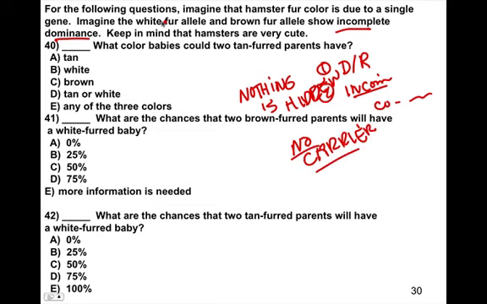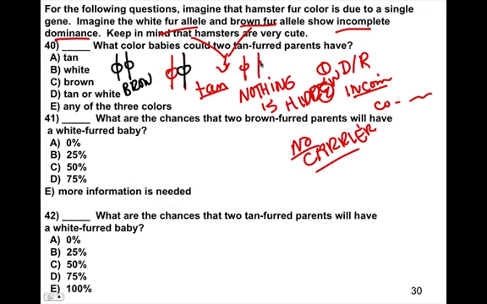So it says, imagine a hamster fur color due to a single gene, where the white fur allele and brown fur allele show incomplete dominance. White and brown, when bred, would be some shade of tan, the heterozygote looking different than the homozygotes. So we can draw that up there: homozygous brown, heterozygous tan, and then homozygous white. What color babies could two tan-furred parents have?